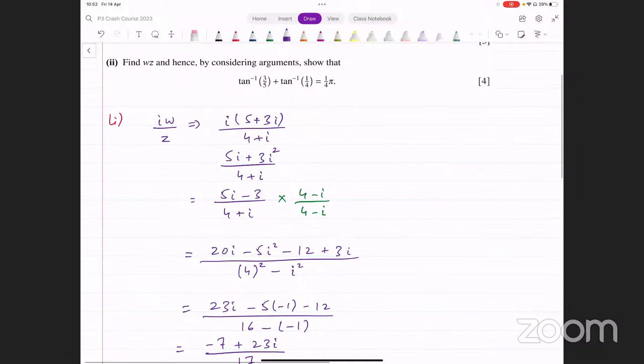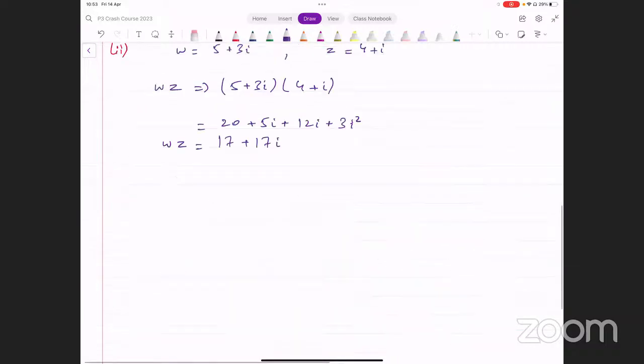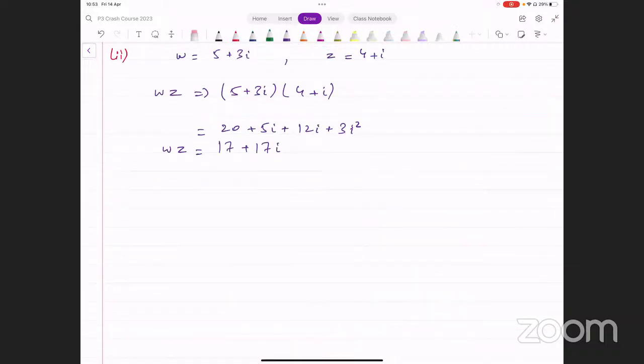Now it says, by considering arguments, show this thing somehow. Now they've given us a hint. It's not necessary that they would always give us a hint like this, but in this case, they have given us this hint that we have to consider arguments. Arguments of what? We have three complex numbers. We have W, we have Z, and we also have WZ now. Let's see what the arguments turn out to be. Let's find the argument of W first of all. We need to evaluate this. We also need to evaluate the argument of Z, and the argument of WZ. Let's do these three things.